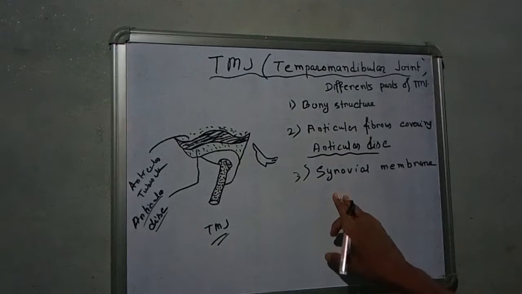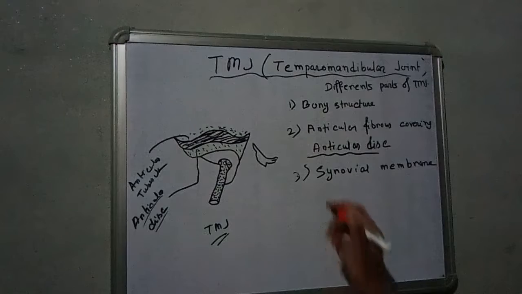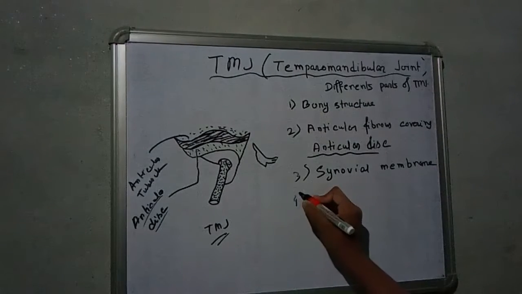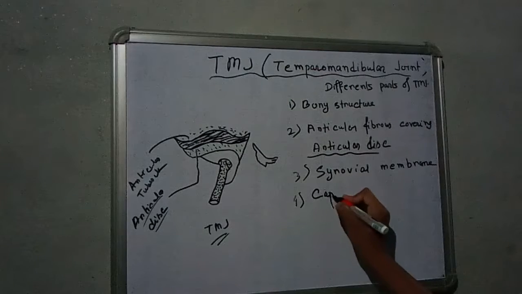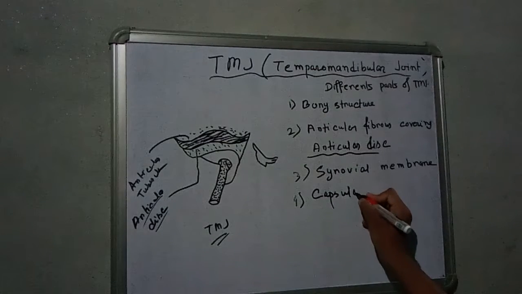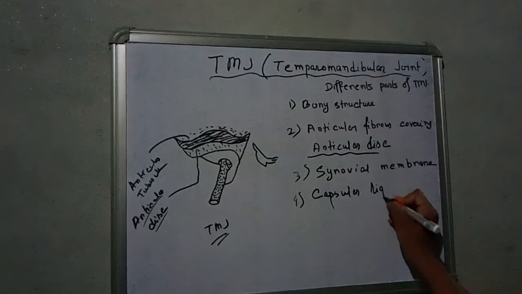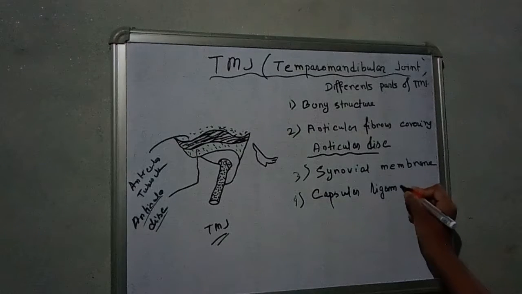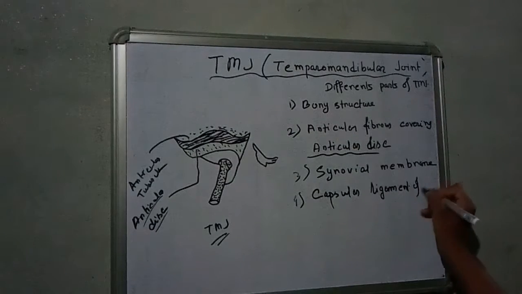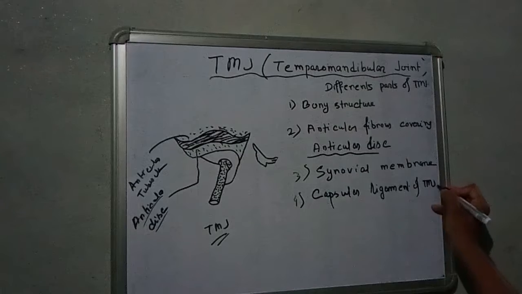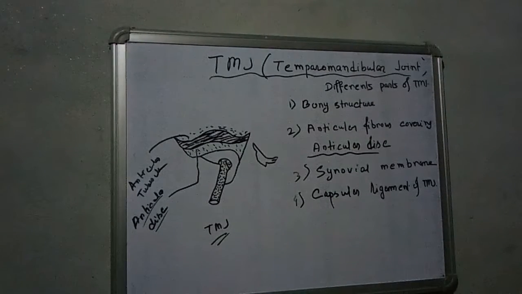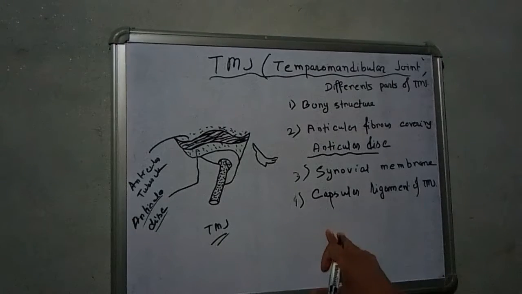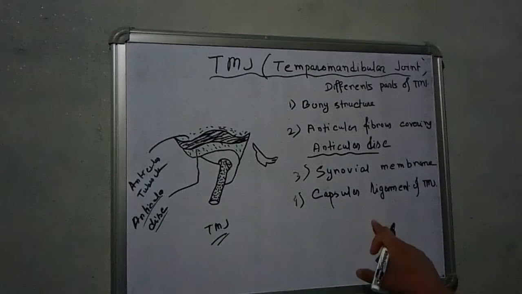So now let's talk about the capsular ligament of the TMJ. The joint capsule covers the TMJ, and the joint capsule is a fibrous elastic sac.